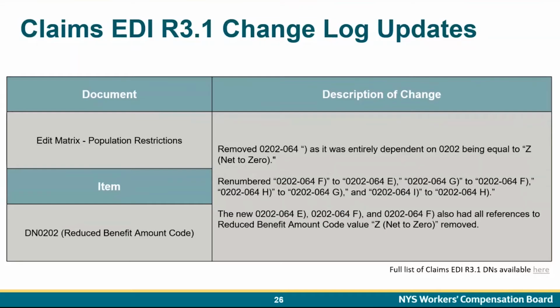On to changelog item 202. Again, we removed 202064E since it was entirely dependent on net to zero, and removed any of the net to zero references on E and F. And then we had to alphabetically relabel them due to those changes.